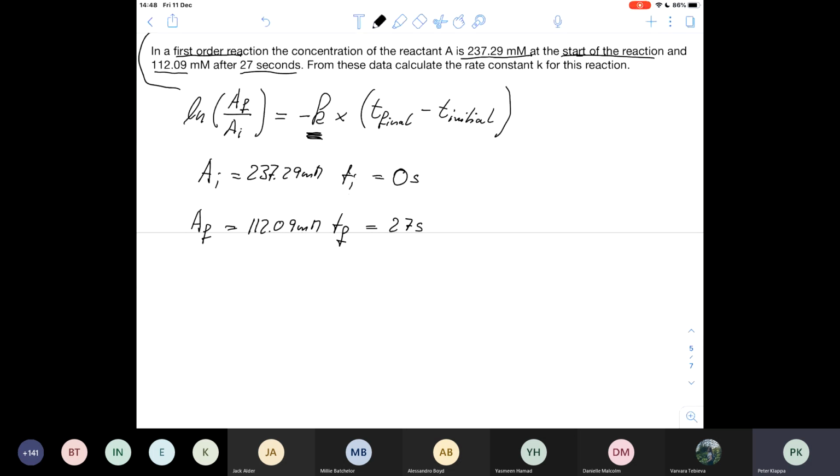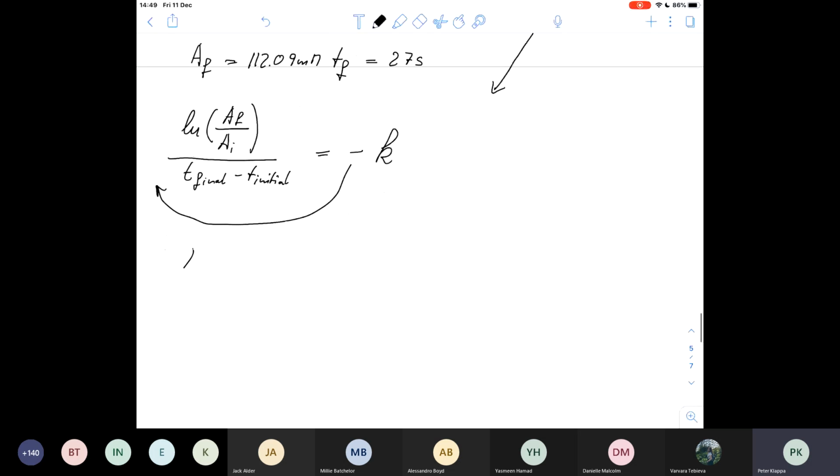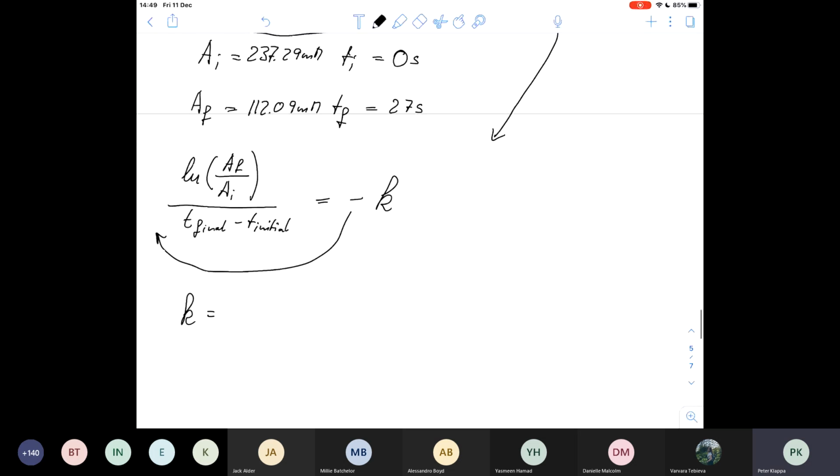And what I can do now is rearrange this equation and make k the subject. So I bring this to the other side: ln(A final / A initial) divided by (T final minus T initial) equals minus k. I bring the negative sign also to the other side, and I get k equals ln(A final / A initial) divided by (T final minus T initial), and this would be negative.